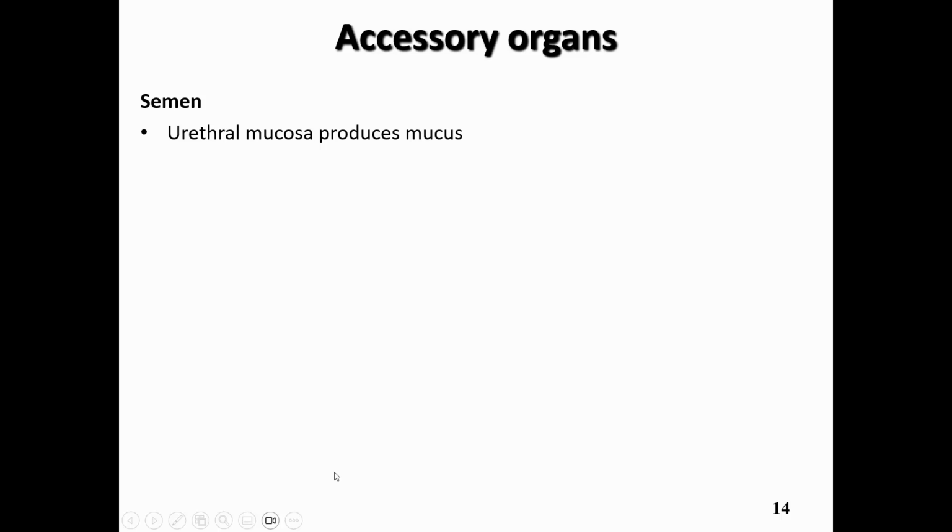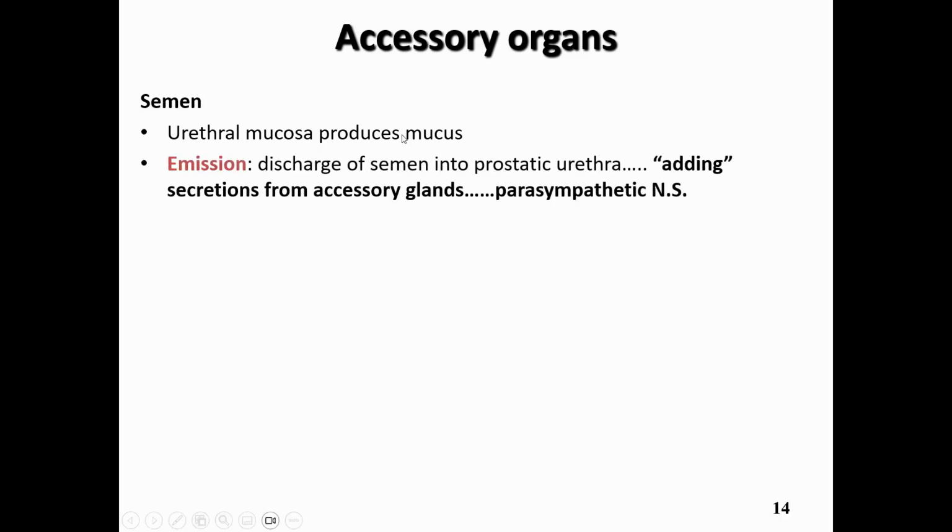Semen itself is the final fluid that is produced by the male reproductive system, and the urethral mucosa does produce mucus, but the accessory glands produce the alkaline fluid to help offset any acidic component of this mucus. During emission, discharge of the semen into the prostatic urethra adds those secretions, and this is generated by the parasympathetic nervous system. So the overall effect of the parasympathetic nervous system is vasodilation.